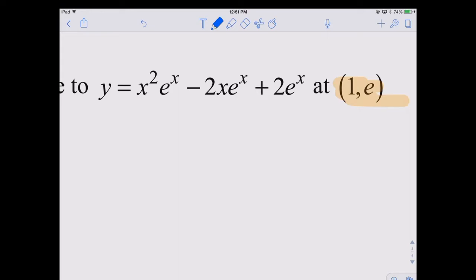Okay. All right. Hey, what do we need to take the derivative? Is it solve for a y in terms of x explicitly?